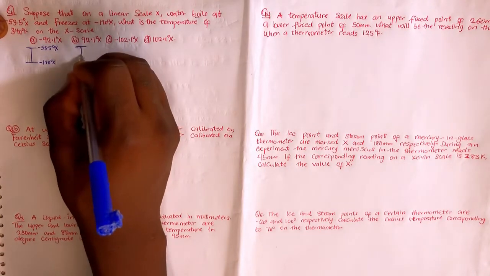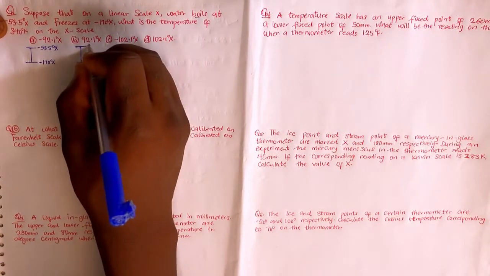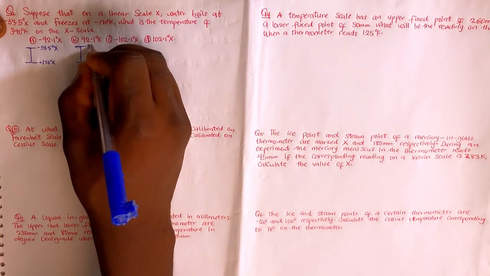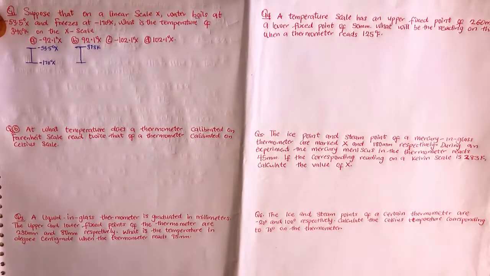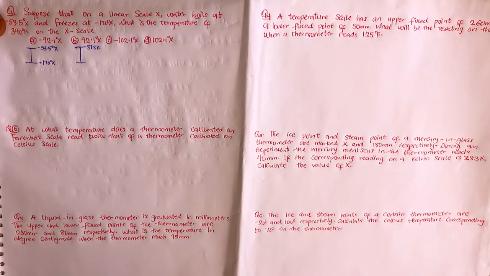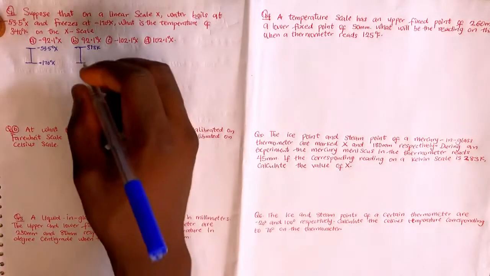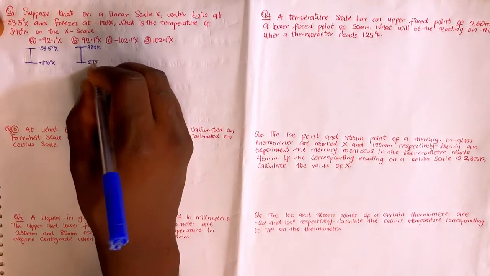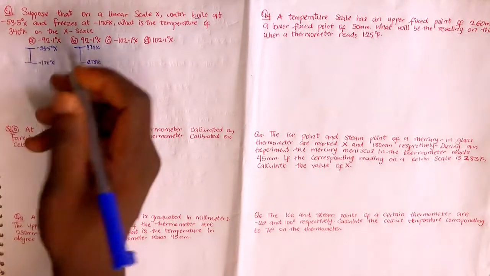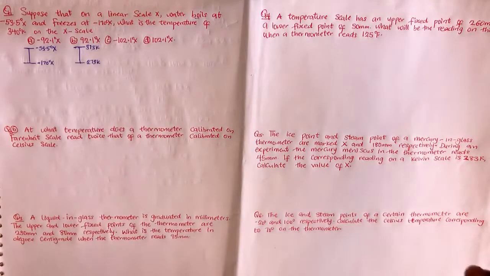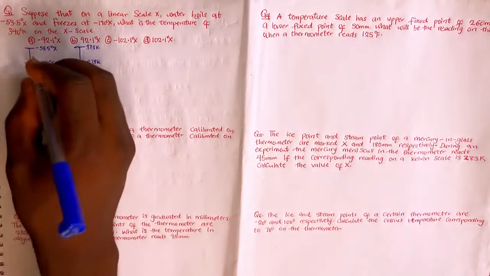The upper fixed point of degree Kelvin is taken to be 373 Kelvin. And the lower fixed point is taken to be 273 Kelvin. And here we have the upper fixed point and also the lower fixed point. So in this case, how are you going to go about it? We need to compare the fundamental interval, which is the middle part, with each other.